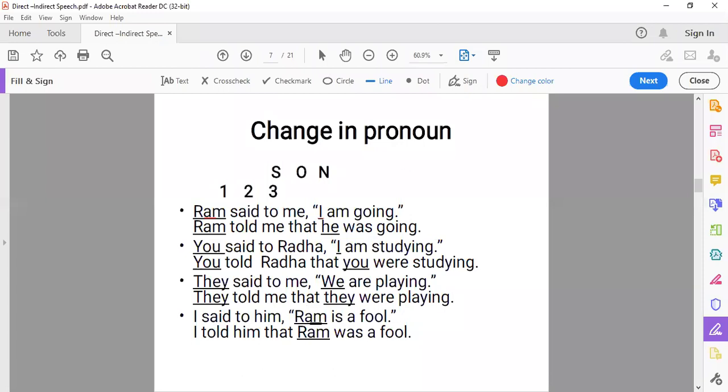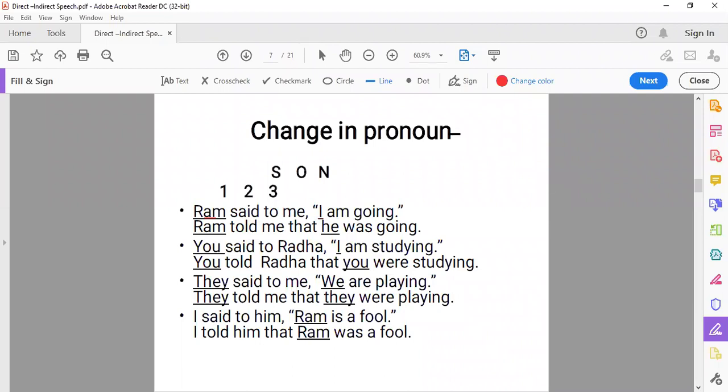Now in the fourth sentence, the subject in the reported speech is Ram, that is third person, and there will be no change. So the same subject is used. I told him that Ram was a fool. So while changing all these sentences, you have seen that we are changing the persons, the reporting verb also, and the tense also, according to the rules that we'll discuss afterwards. Till here, if you have any doubt for the change of persons, you can raise your hands.